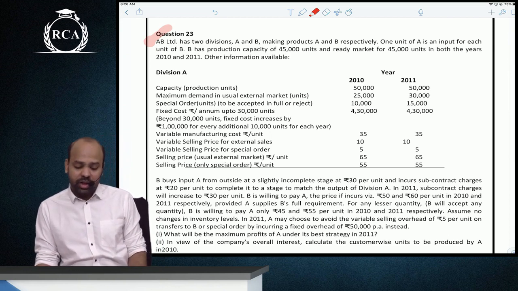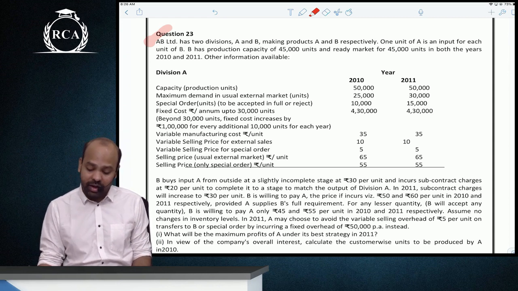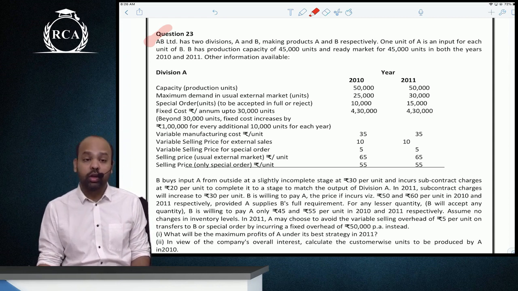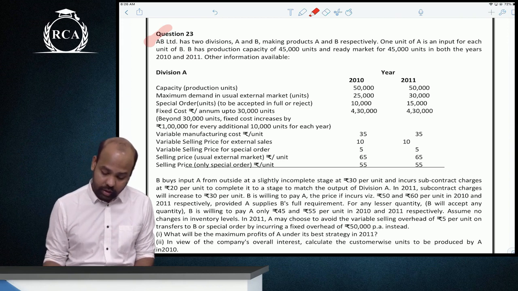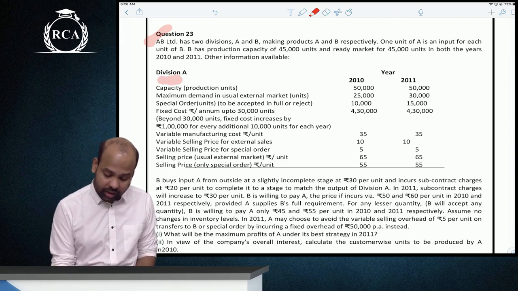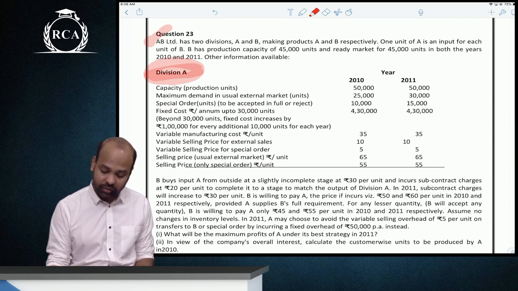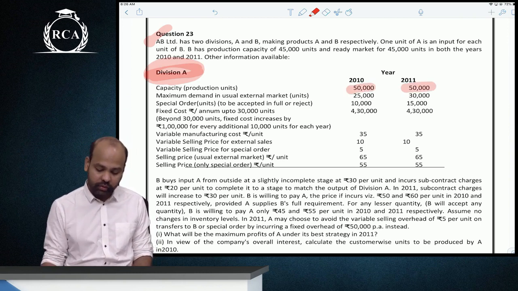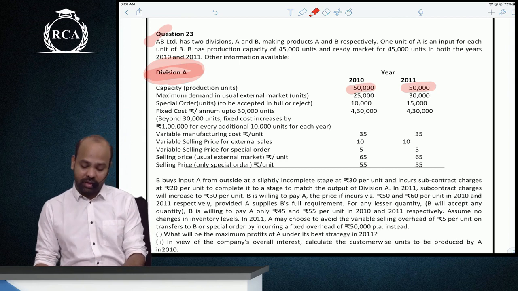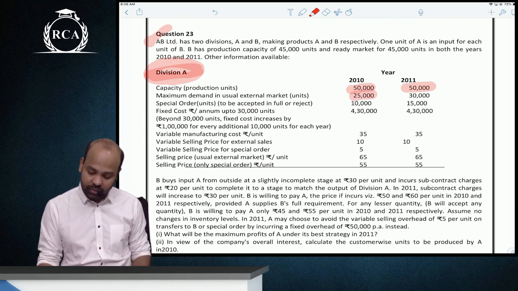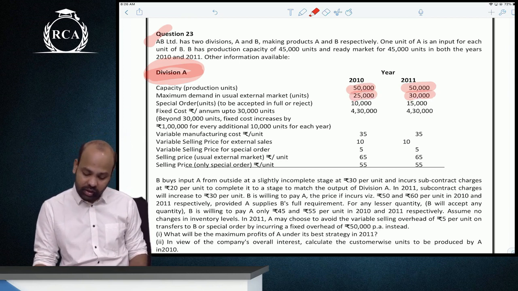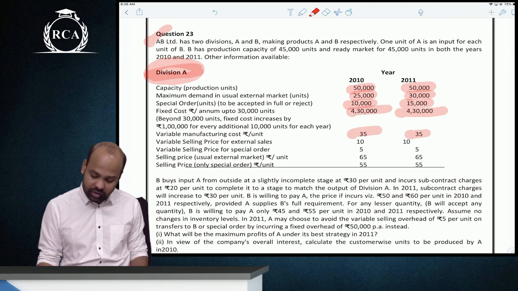B has a production capacity of 45,000 units and a ready market for 45,000 units in both the years 2010 and 11. Capacity of division A, this is in relation to division A, is 50,000 units in both the years. The maximum external demand in the year 2010 is 25,000, but in the year 2011 it is 30,000. Special order is 10,000, 15,000. Fixed cost is 4 lakh 30. Variable manufacturing cost is 35.